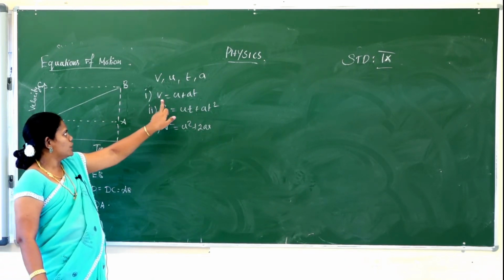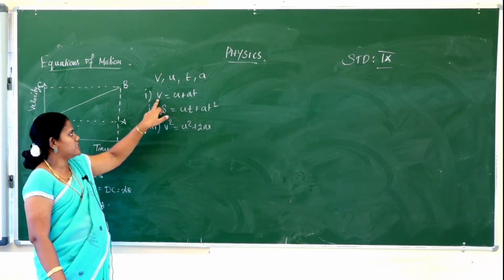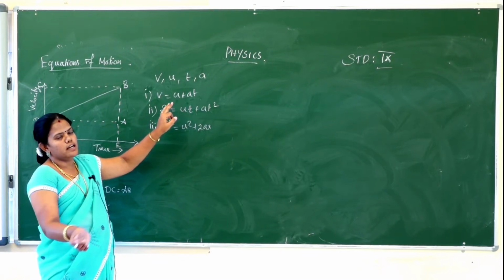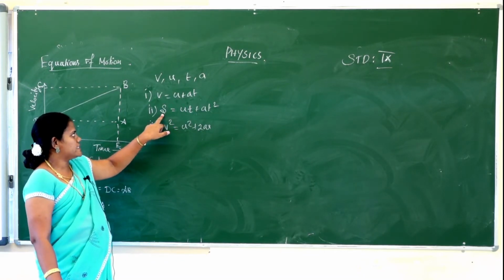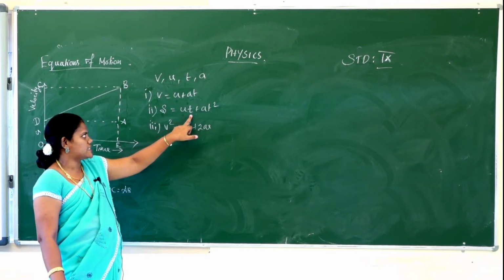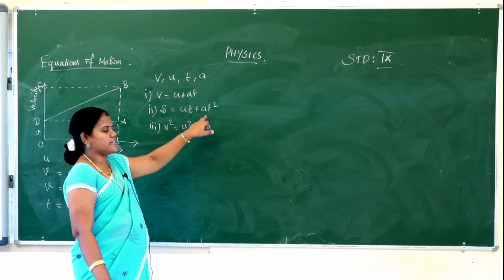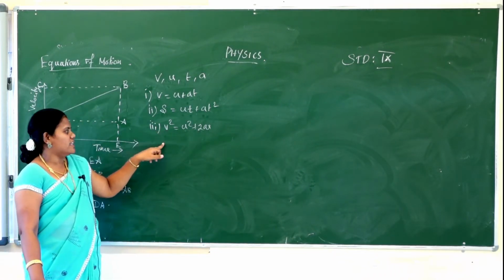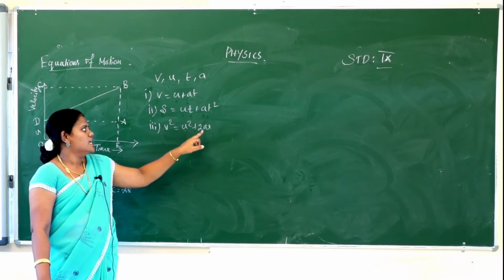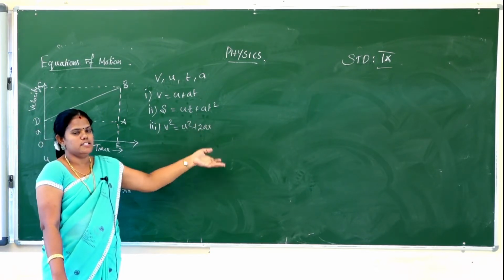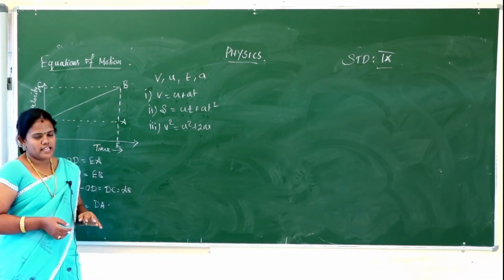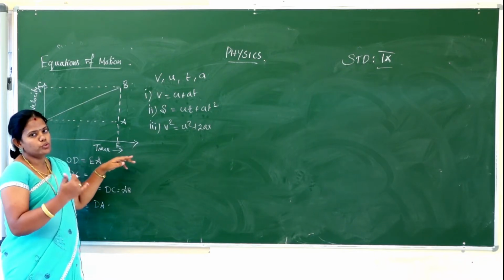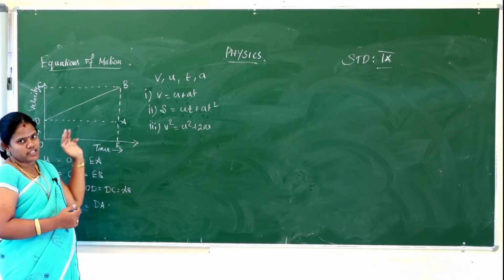In v is equal to u plus at, v is the final velocity, u is the initial velocity, a is acceleration, and t is the time taken to cover the distance. In the second equation, s is the distance, u is the initial velocity, t is time, and a is acceleration. In the third equation, v square is equal to u square plus 2as, v is the final velocity, u is the initial velocity, a is acceleration, and s is displacement. In today's class we discuss the three equations of motion by the graphical method, and how to derive them using it.